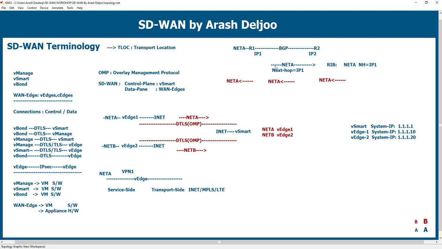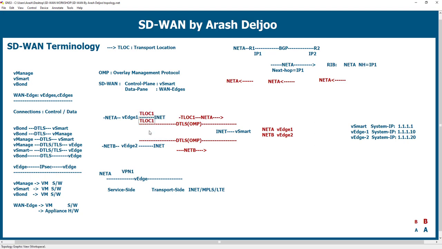In SD-WAN routing, we don't use next hop. We use TLOC, or transport location. Because of that, when for example vEdge1 sends NetA to vSmart, it also sends the TLOC of its connection. But what is the TLOC? For example, here we have a TLOC. I will talk about this in this video, but for now I only use TLOC1. When sending NetA to vSmart, it also sends TLOC1. This means that if anyone wants to send traffic to NetA, it should be sent to TLOC1. TLOC is like the next hop in BGP.